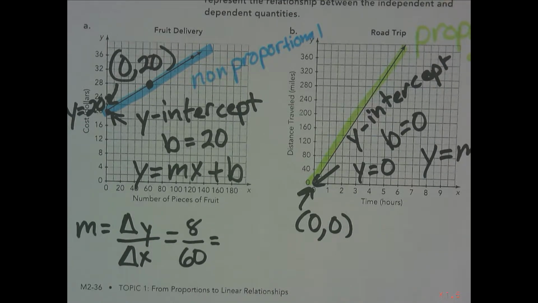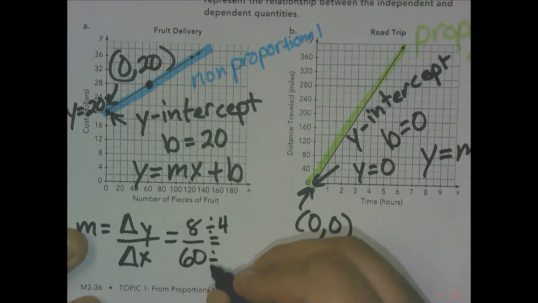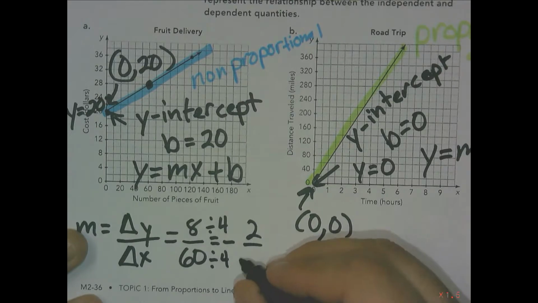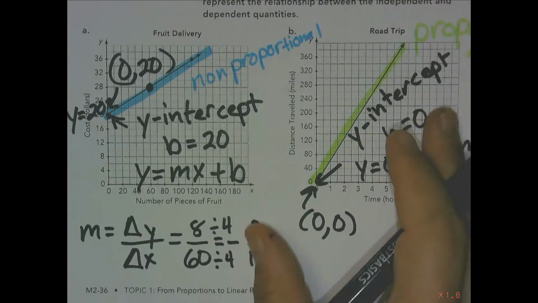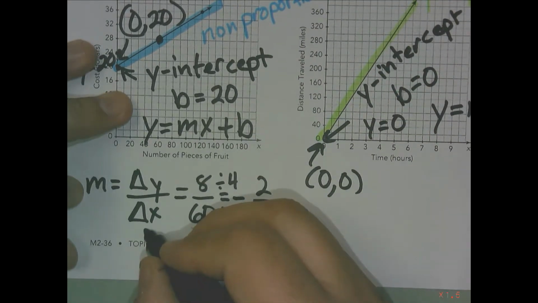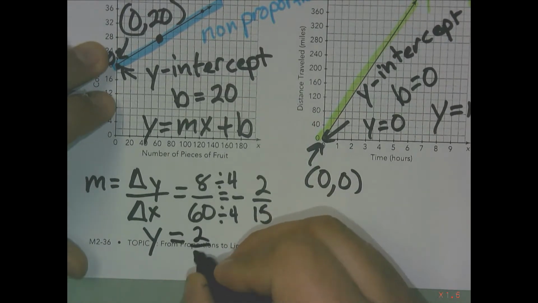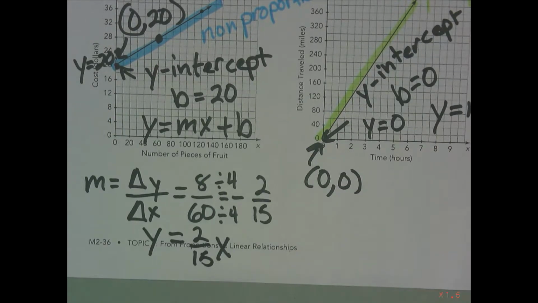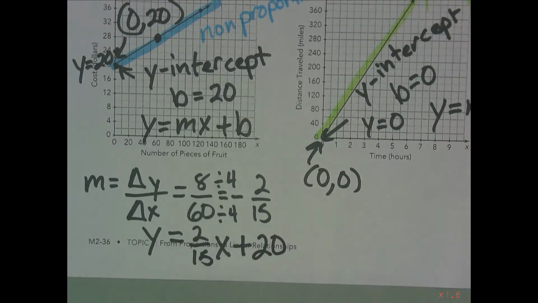So I got to reduce this fraction. 4 goes into 8 2 times. So if I divide the top by 4 and I divide the bottom by 4, I get 2 over 60 divided by 4 is 15. So that is the slope of that particular line. So this equation for this graph would be y equals 2 over 15 x. And then what's my b term? 20. So we would say plus 20.